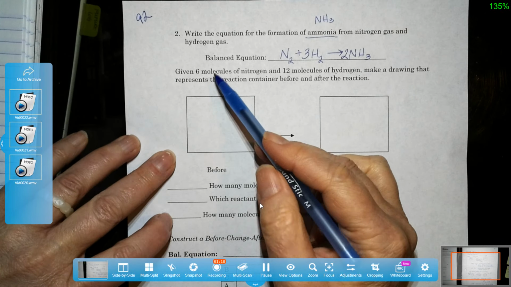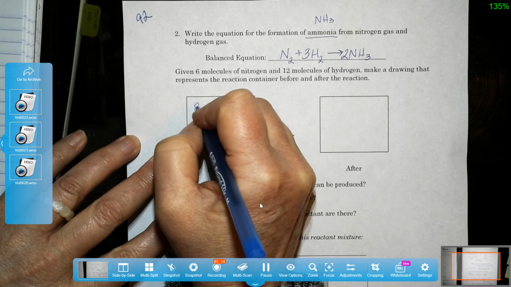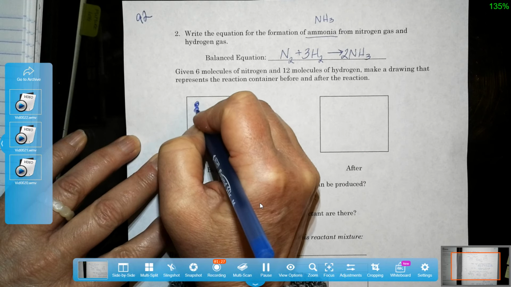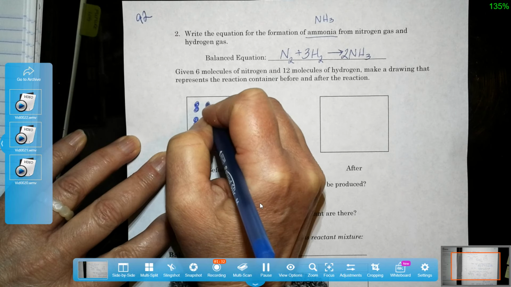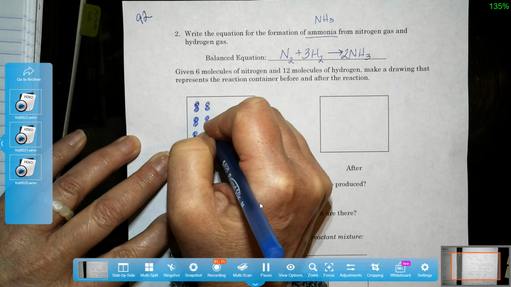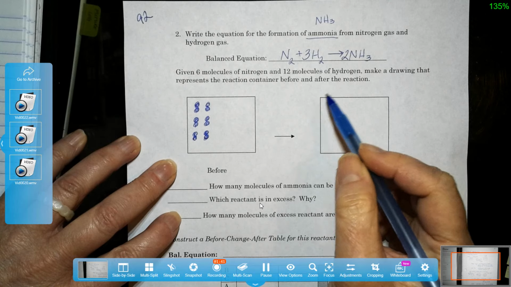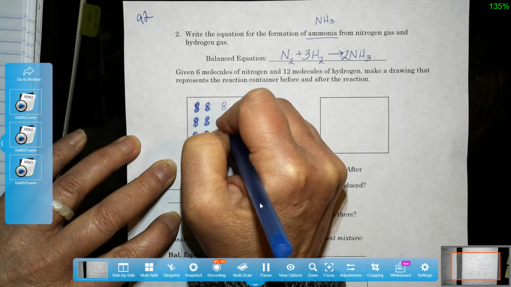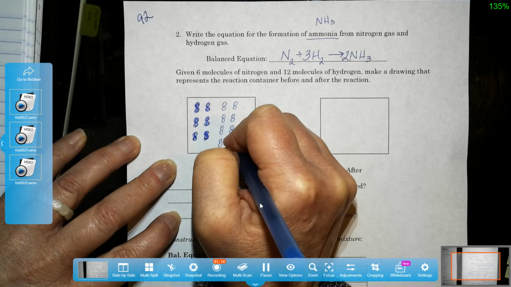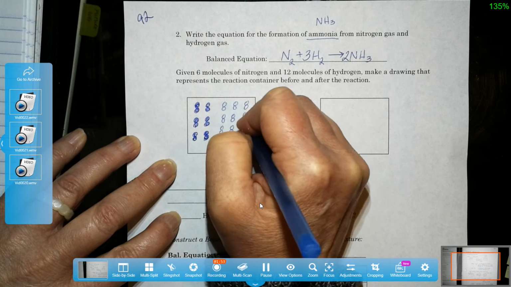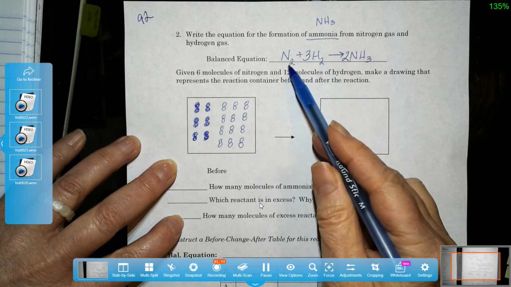Now we're going to draw in here what we actually have. We have 6 molecules of nitrogen. Let's do these dark. 1, 2, 3, 4, 5, 6. Okay, and 12 molecules of hydrogen. 1, 2, 3, 4, 5, 6, 7, 8, 9, 10, 11, 12. Okay, that's what we're starting with, right?